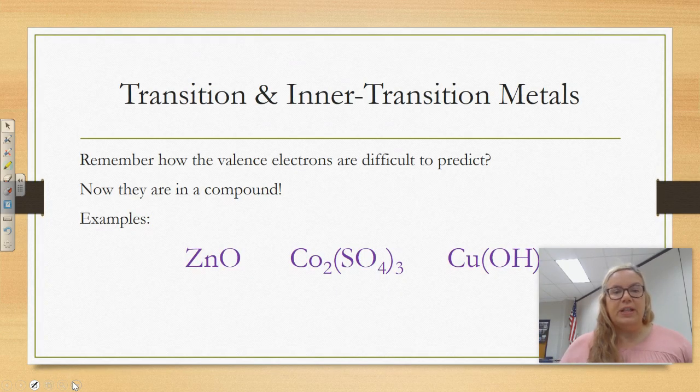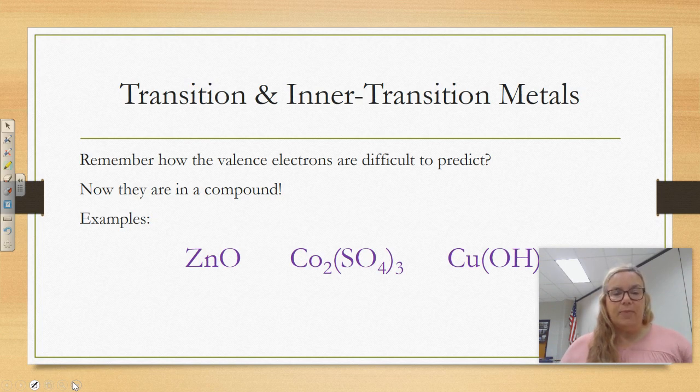First off, this is where the transition and inner transition metals come from. Remember how we talked about those valence electrons being so difficult to predict because it really just depends on what they actually bond with. Sometimes copper, for example, will be 1+, and sometimes copper will have a charge of 2+. So it just depends on what is in the compound.